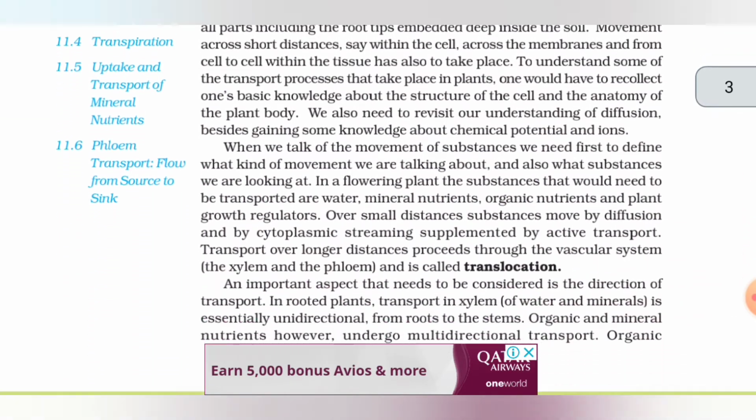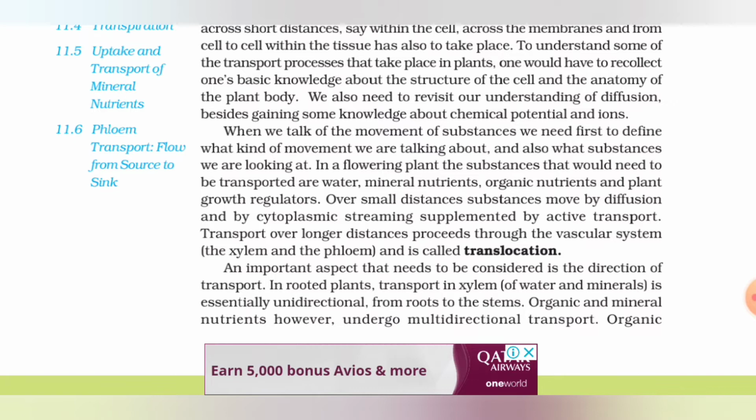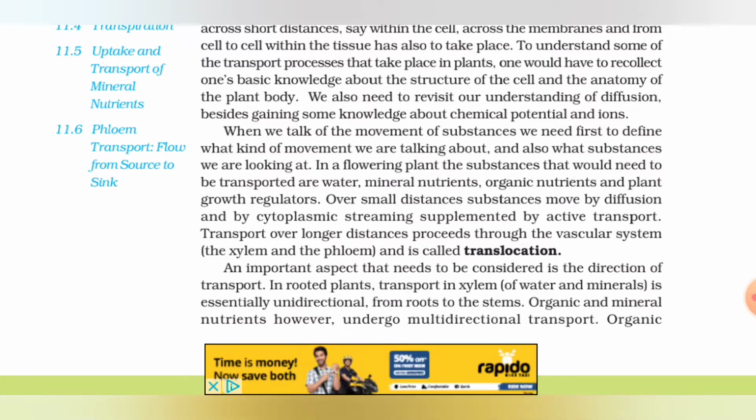For transport in plants we are studying two different types. First is short distance transport and the second one is long distance transport. Short distance transport involves diffusion, osmosis, facilitated diffusion and plasmolysis. When we talk about long distance transport, it is transport over long distances through the vascular systems, right? Transport through the vascular system, that is through the xylem or the phloem, is called translocation.